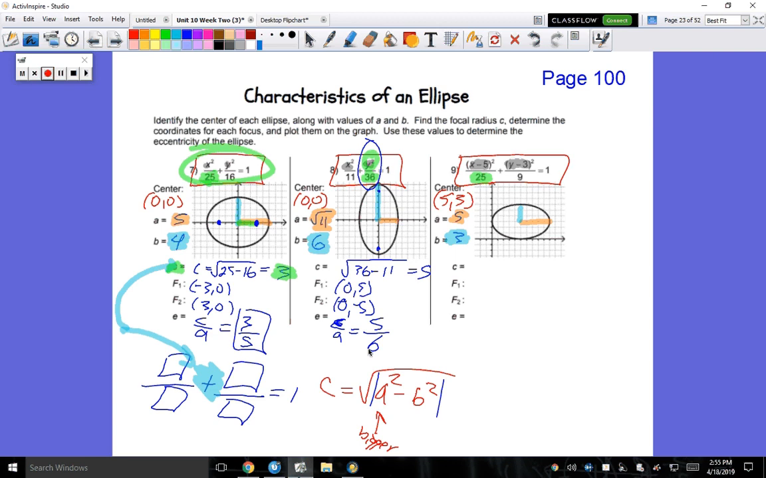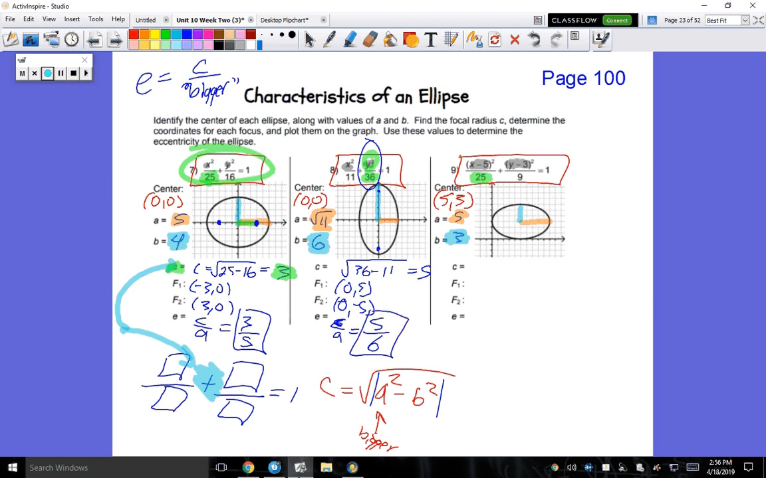5/6 is the eccentricity for that one. So E isn't always equal to C over A, like it can be C over B? It can be C over B, yes. Okay? Any questions? That was a really good question what he just asked. Is it always C over A or is it C over B? It's basically E should be for ellipses, C over, which size matters, right? The bigger one. A or B, whichever one's bigger.